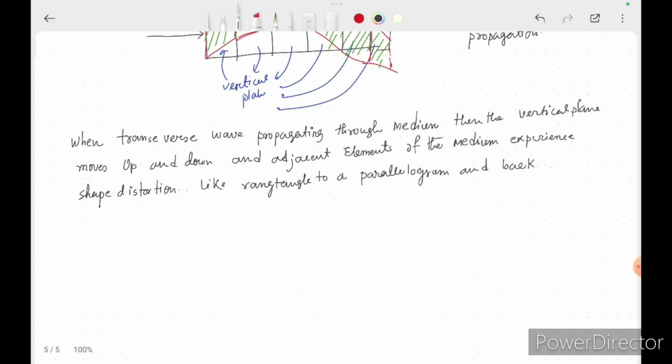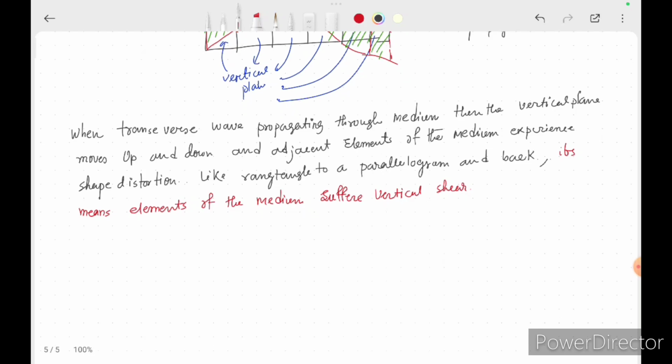Okay, so it means the elements of the medium suffer vertical shear. That is a very important point. So basically when a transverse wave propagates through a medium, the elements of the medium suffer vertical shear. That is an important point. So now, due to this vertical shear, we will look at how this vertical shear is actually acting on one particular vertical plane.